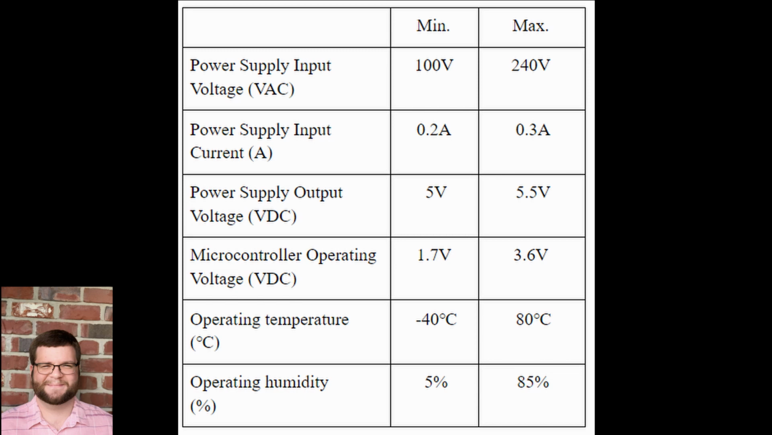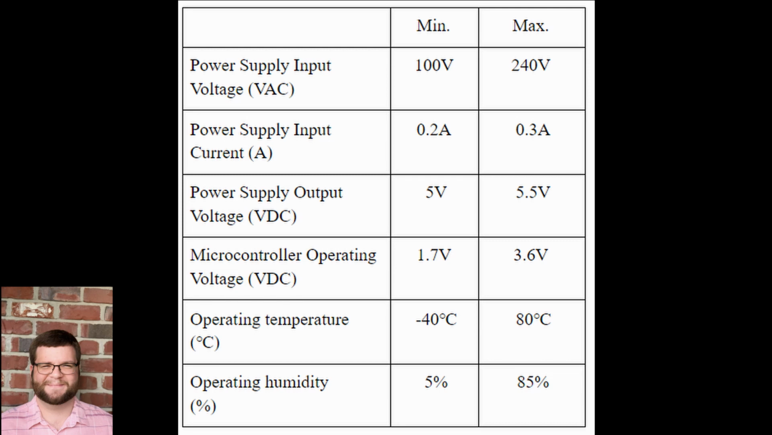Starting from the top, we have the power supply input voltage. This has a minimum of 100 volts and a maximum of 240 volts. These values come from the reported voltage range of domestic electrical outlets in North America. Next is the power supply input current. This has a minimum of 0.2 amps and a maximum of 0.3 amps. These values were obtained in the same way as the input voltage.